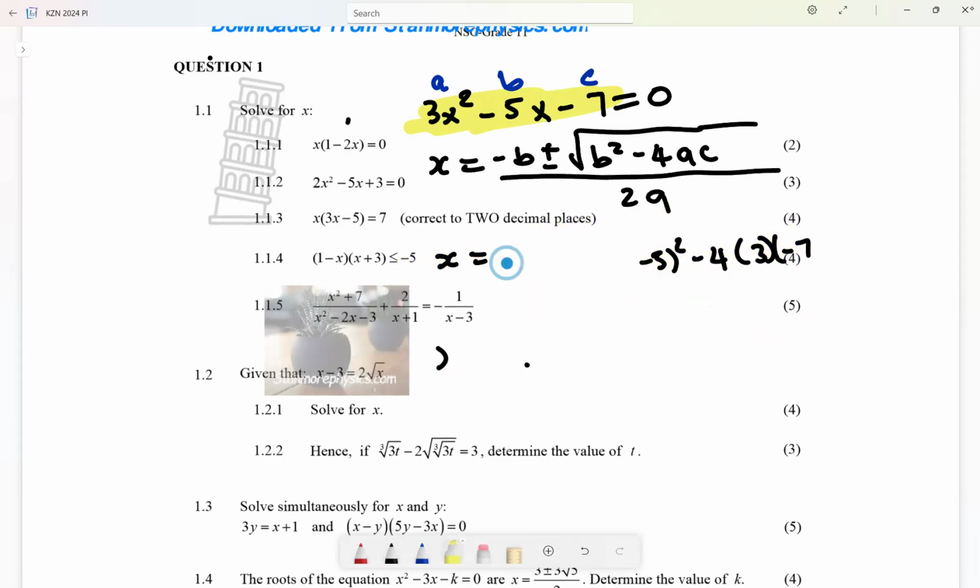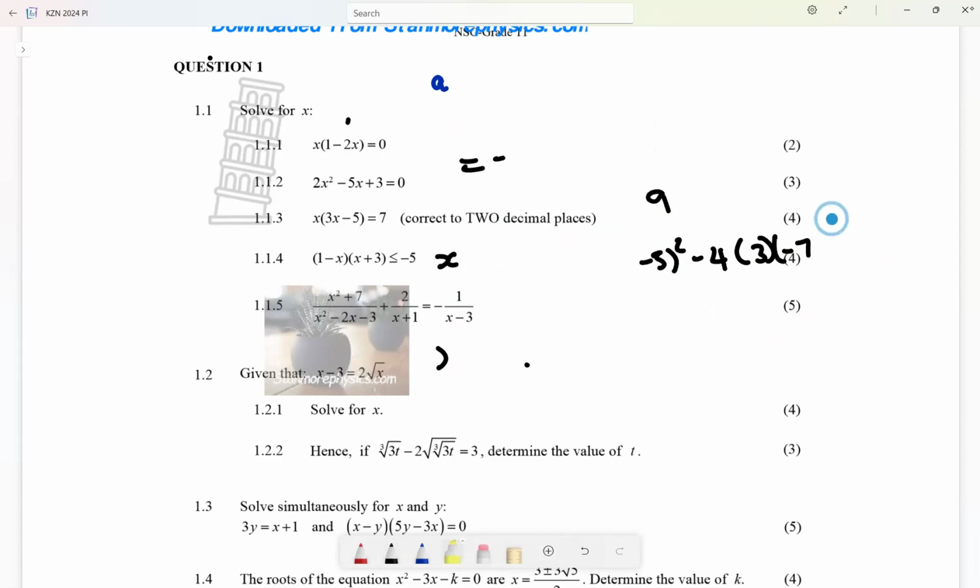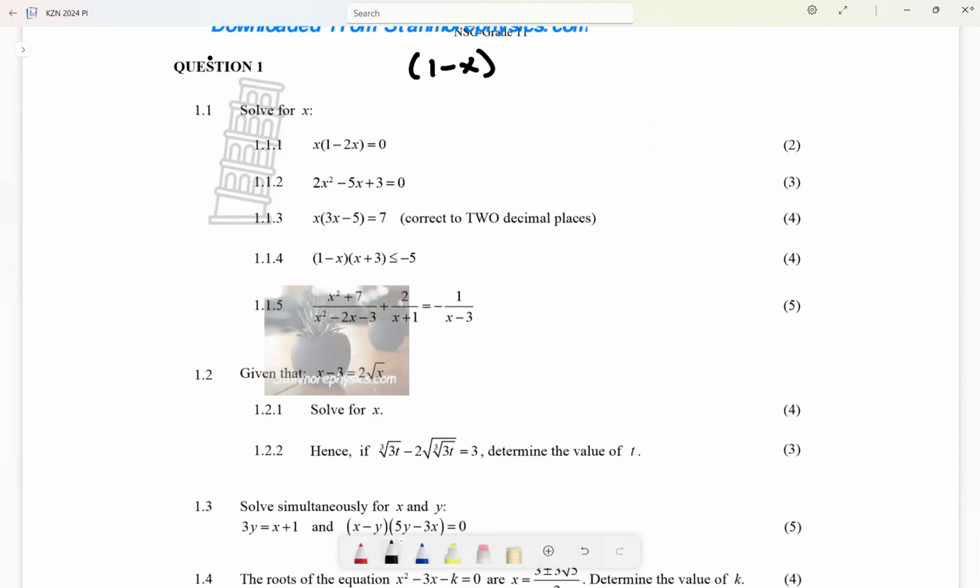Okay, let's move on. 1.1.4. It says solve this inequality, right? You have to solve for this inequality. Now, first thing first, take this into standard form. When you take this to a standard form, remember you have to multiply out here.